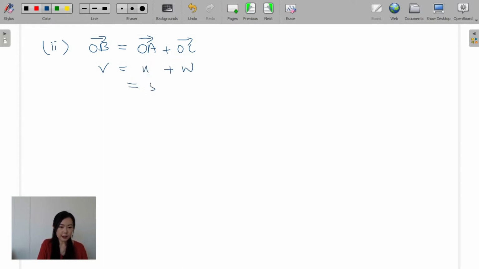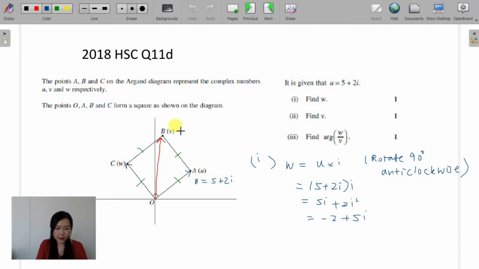U was 5 plus 2i. W, we just worked out, is minus 2 plus 5i. Add that together. So that's it, that's 3 plus 7i. And if you look at this diagram, it looks like 3 plus 7i. I mean, it's not drawn to scale, but at least it's in the right quadrant.